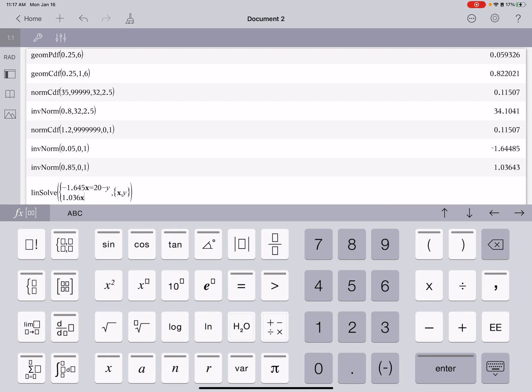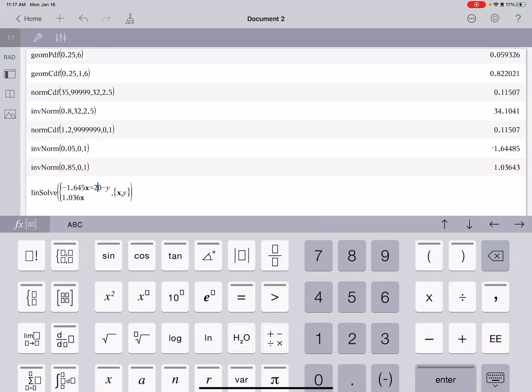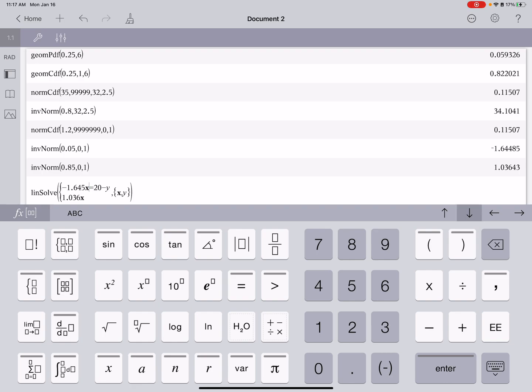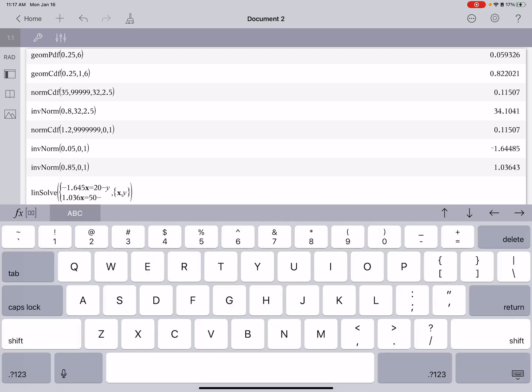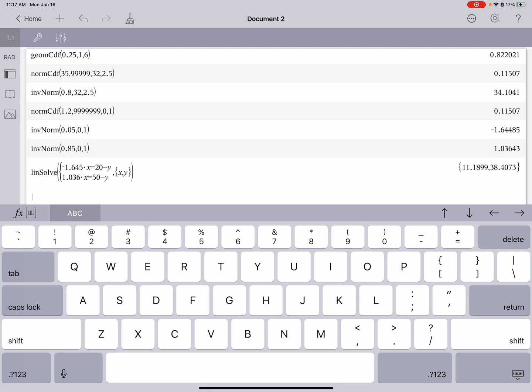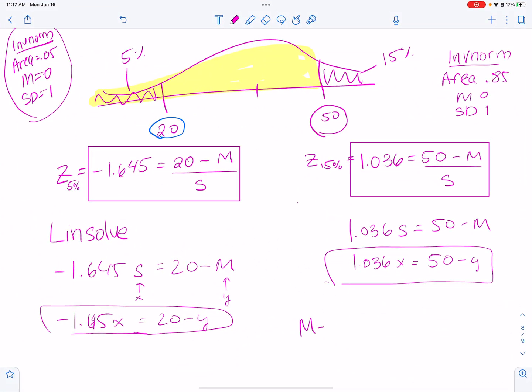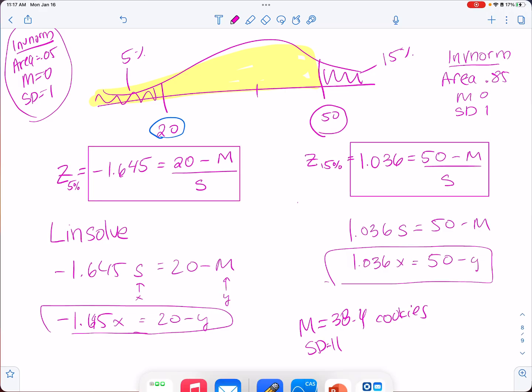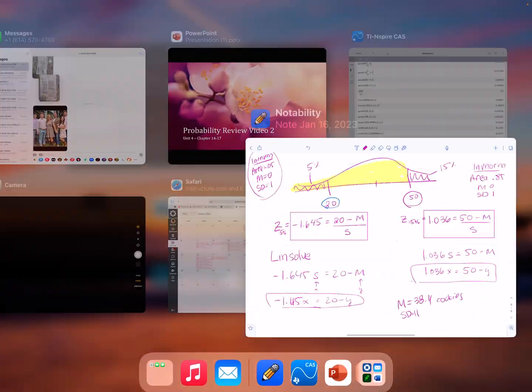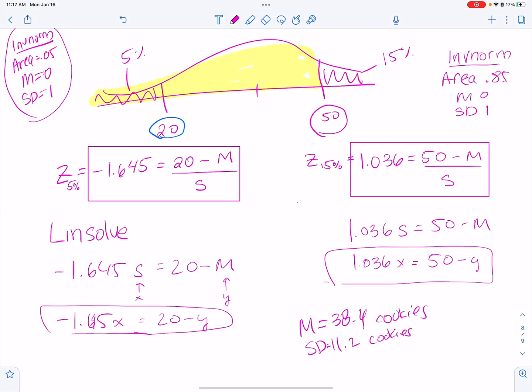1.036x equals 50 minus y. There we go. All right, hit enter, and my answer is 11.18 for x and 38.4 for y. So remember, my x was my standard deviation, so my mean is going to be about 38.4 cookies, make sure we label, and my standard deviation was, I think, 11.2 cookies. All right, and so that's how you would solve that one.